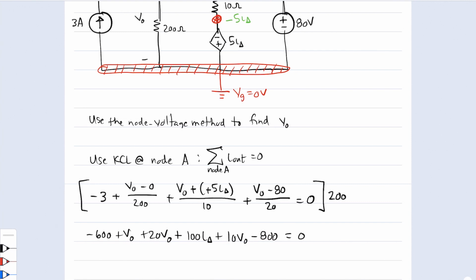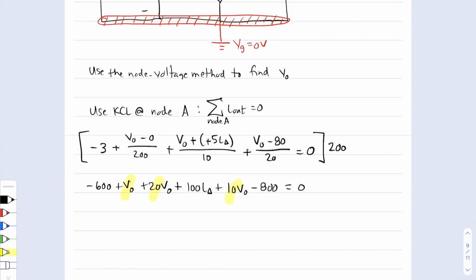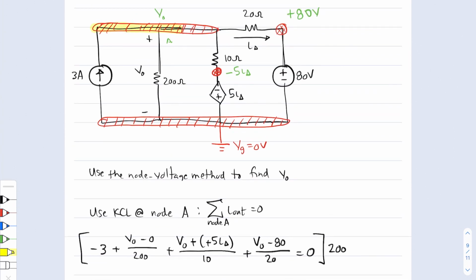So now we can actually gather like terms, right? Here we have 1 V naught, 20 V naughts, 10 V naughts for a total of 31 V naughts. Then we have plus 100 I sub deltas. And then minus 600, minus 800, that's minus 1,400. I can add that to the opposite side to get 1,400, like this, and I'll call this equation 1. So this equation was obtained by using KCL at this essential node.